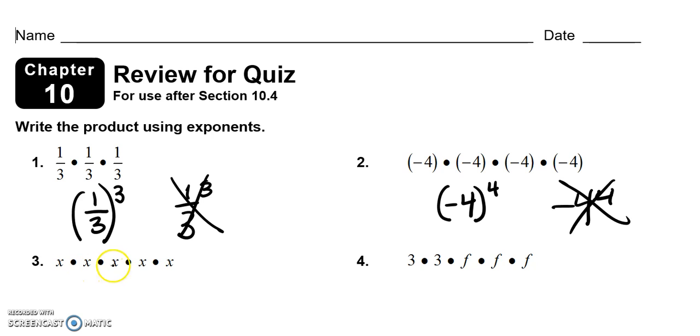Number three, x times x times x times x times x is x to the fifth. Number 4 is 3 squared, that takes care of that, times f to the third power.